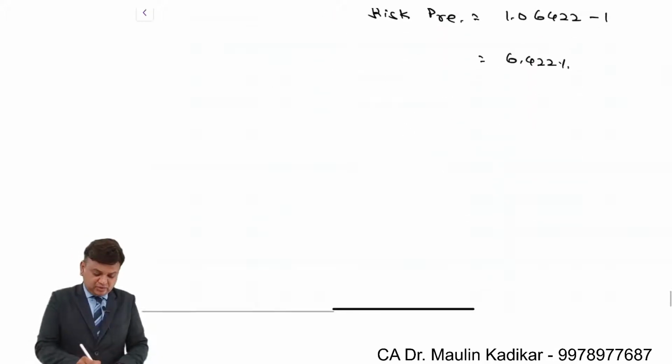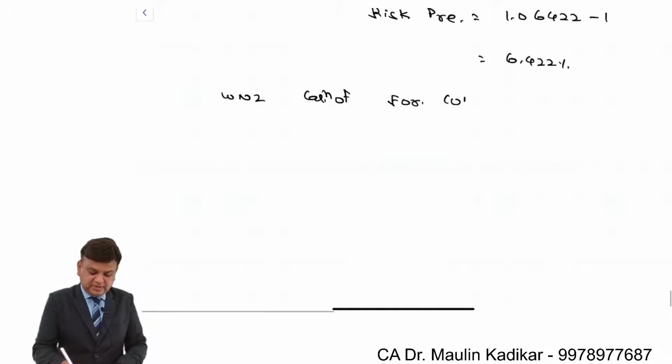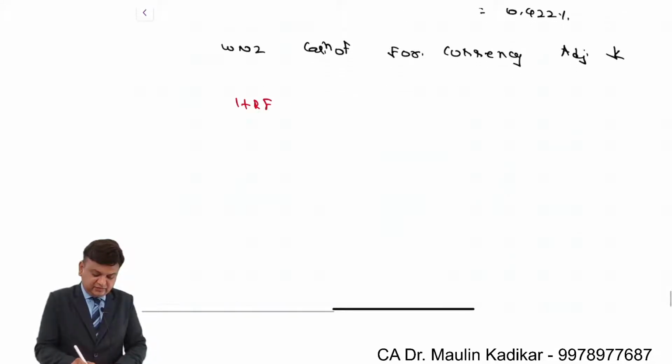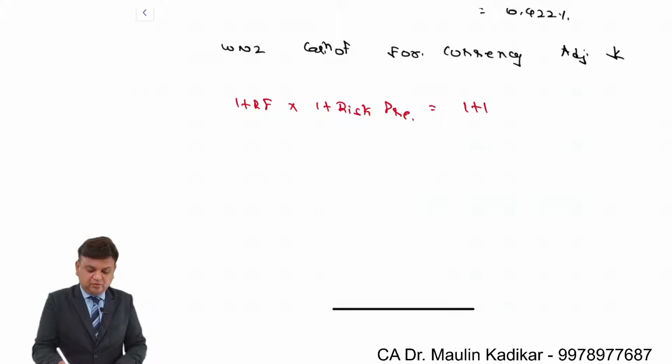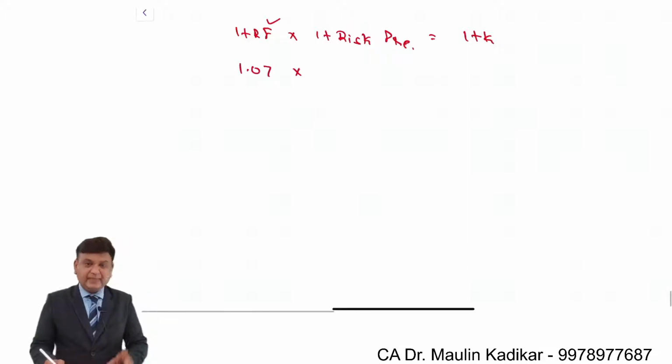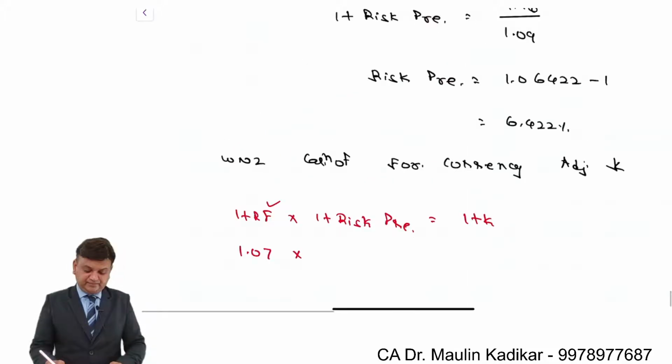So now working note number 2 will be like this: calculation of foreign currency adjusted cost of capital. In that, friends, 1 plus RF into 1 plus risk premium is equal to 1 plus K. What is risk-free rate of interest? It is 7%. That is of the East African currency.